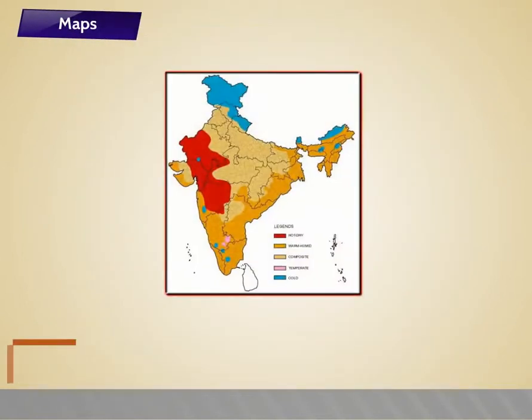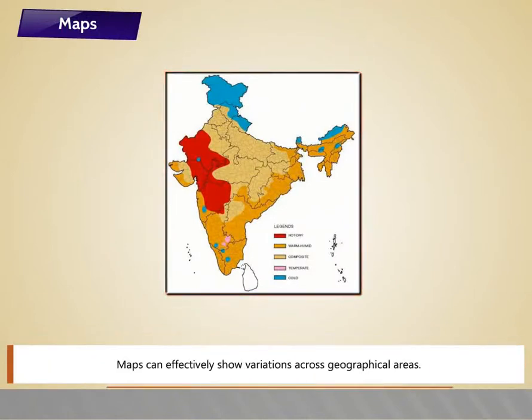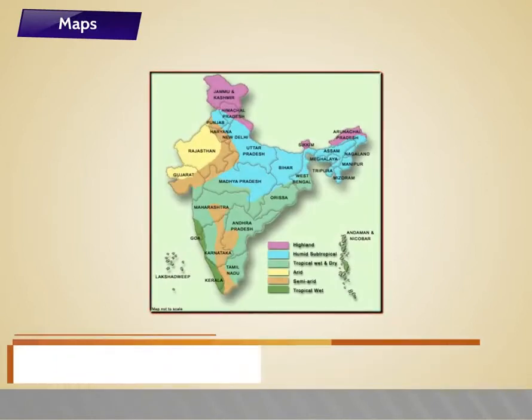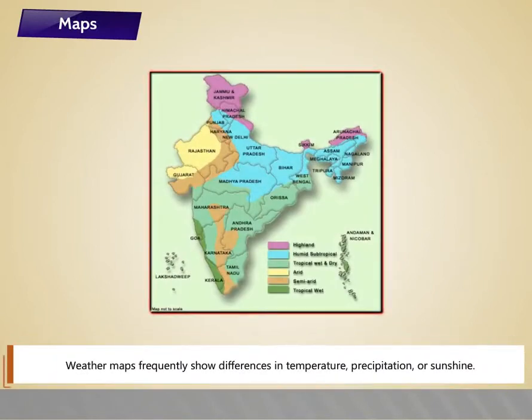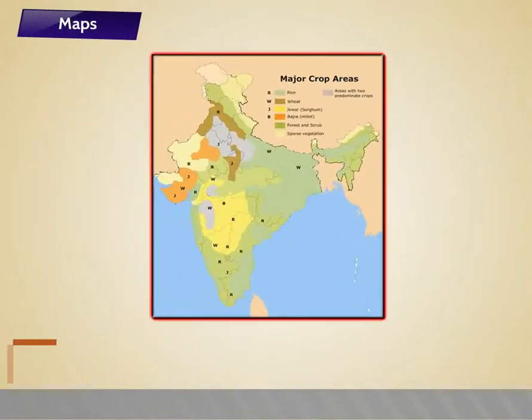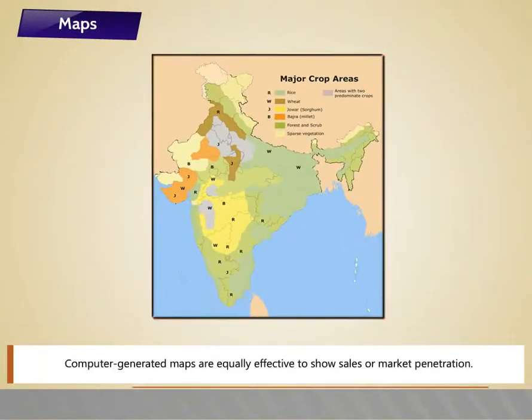Maps. Maps can effectively show variations across geographical areas. Weather maps frequently show differences in temperature, precipitation, or sunshine. Computer-generated maps are equally effective to show sales or market penetration.